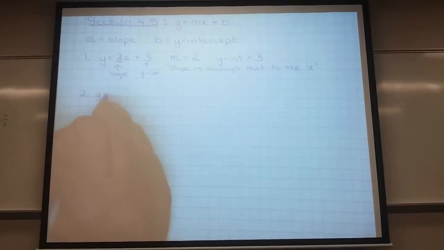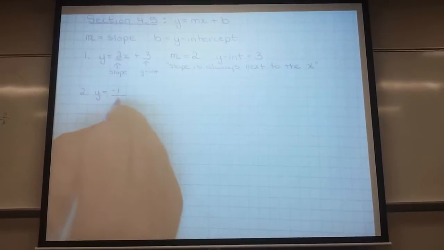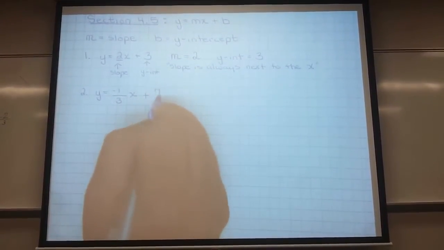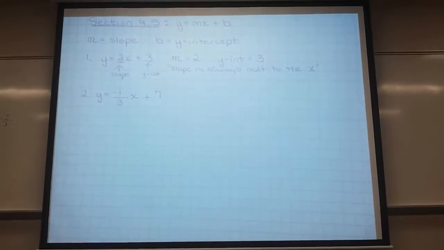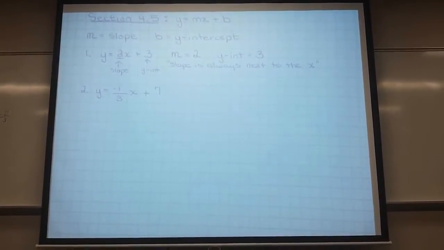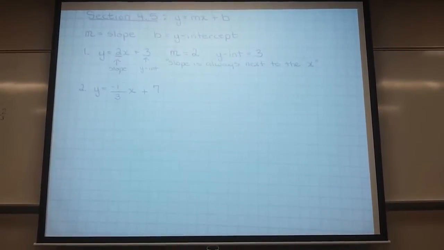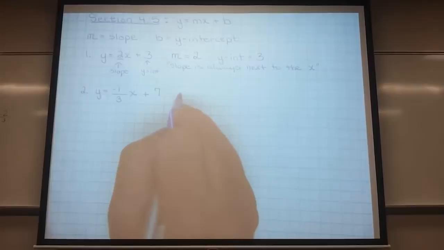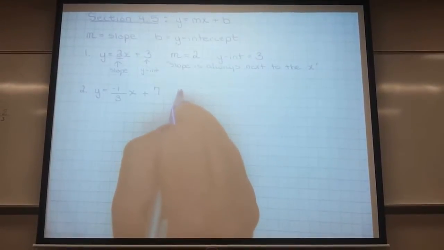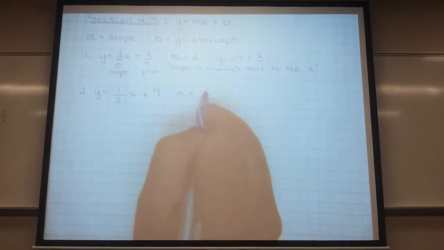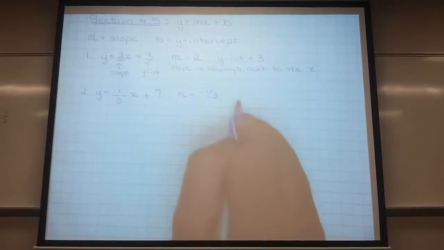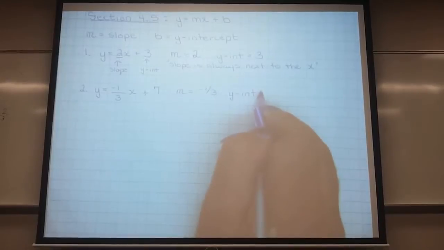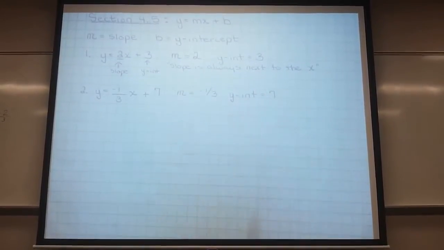All right, let's look at another one. Let's say we have negative 1/3 x plus 7. All I want to know is what the slope is and what the y-intercept is. The slope is negative 1/3, right? And that's the number that's attached to the x. So we can say m is negative 1/3, meaning your y-intercept would have to be what? Plus 7 or 7. You could either put plus 7 or just 7.